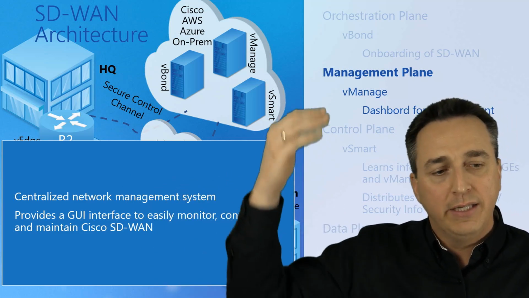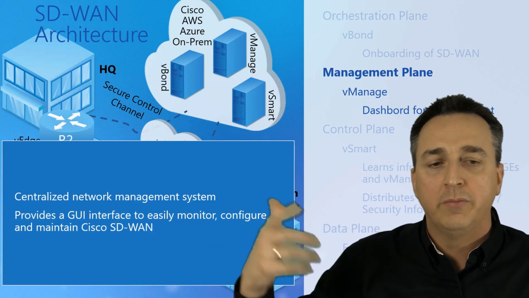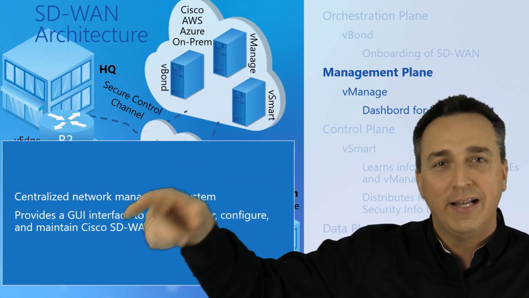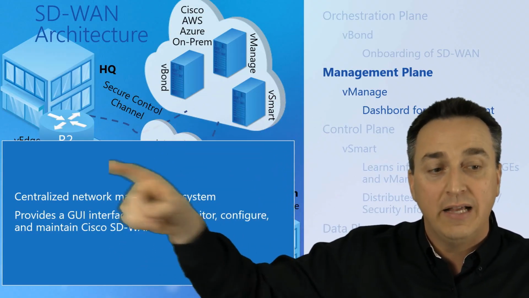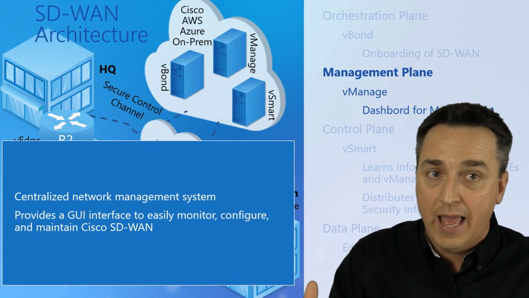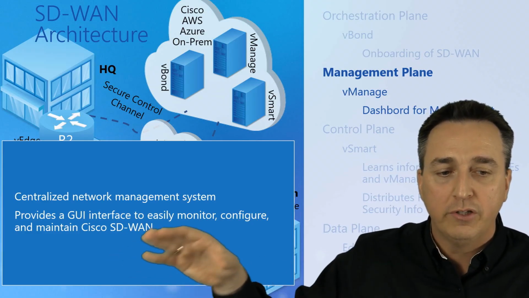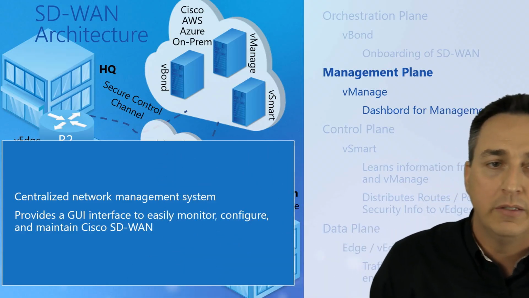So on the exam, just think about how you might be tested on these. What is your centralized network management system in SD-WAN? It's called vManage, not DNA Center. DNA Center is for SD-Access. vManage is for SD-WAN. That's what you might be tested on. You've got your graphical user interface to easily monitor, configure, and maintain your Cisco SD-WAN environment.